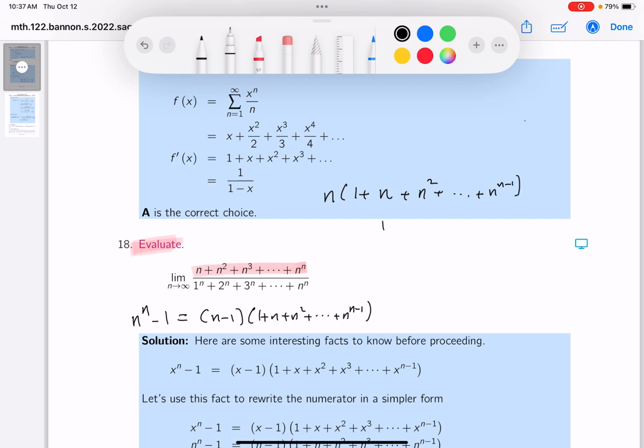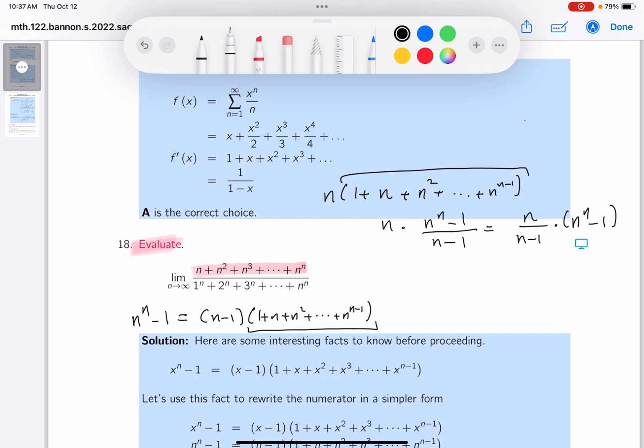Now let me write this down. It's going to be n times, well, I'm looking at it, and I'm seeing this over here. I hope you agree with that. And what would that equal to? It would equal n to the n minus 1 over n minus 1. So I'm going to say the top really simplifies pretty nicely. All right, I'm going to write it a little differently. I'm going to write it as n over n minus 1 times n to the n minus 1.